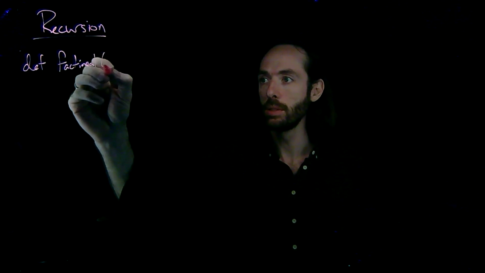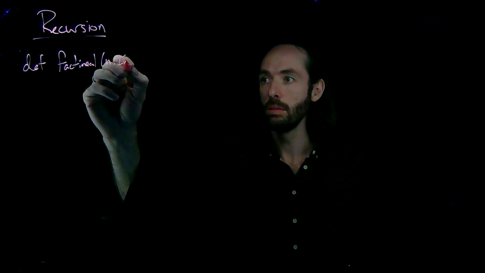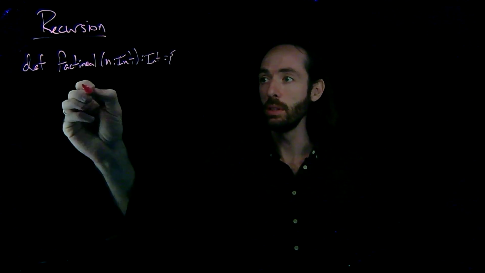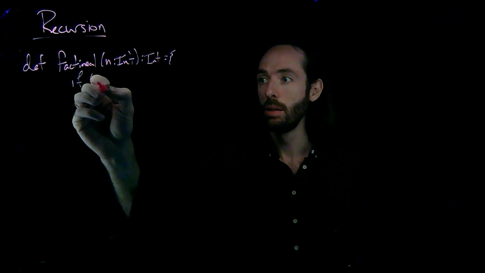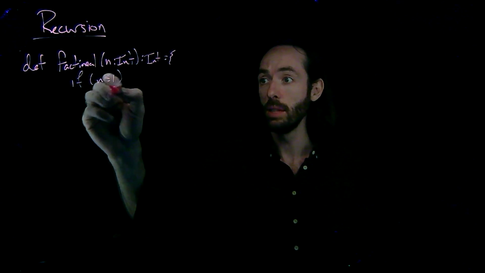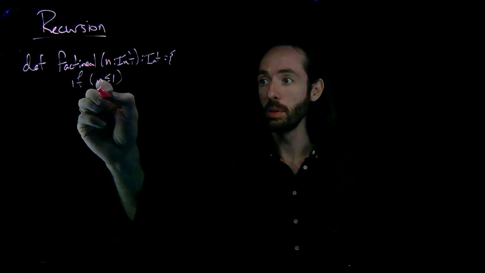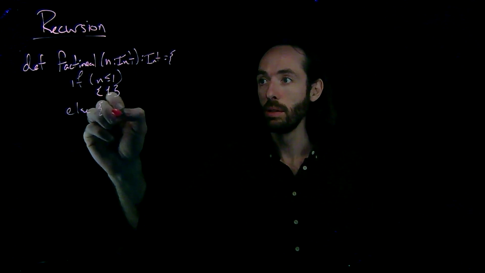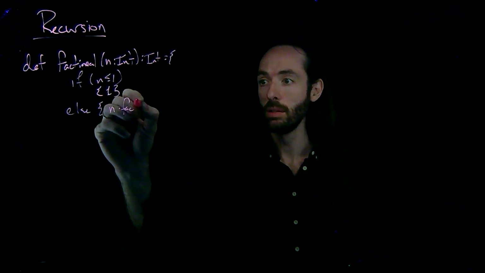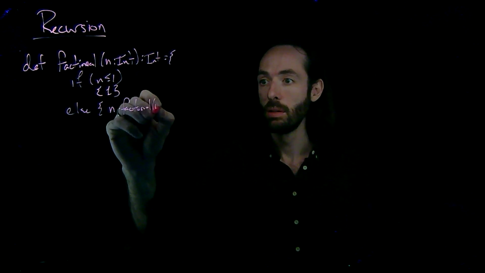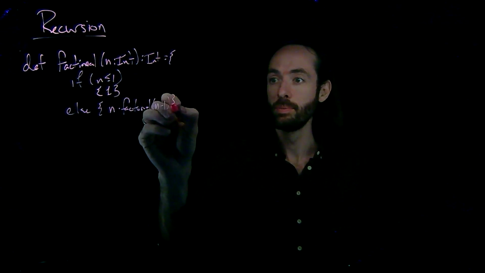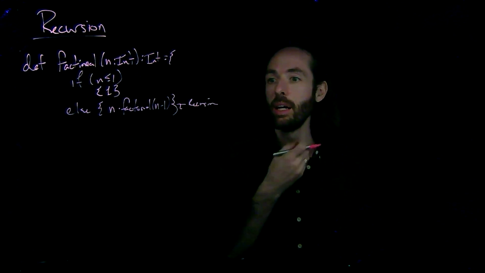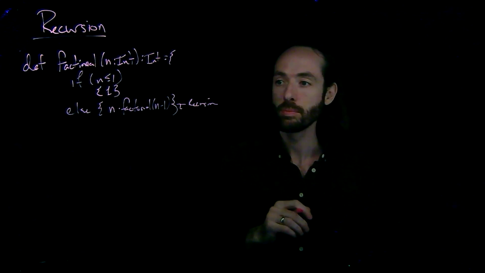So let's look at a simple recursive function like the factorial function, right? It should take in an integer, and it's going to return an integer. And what do we do? Well, if n is less than or equal to 1, then we return 1, else return n times factorial applied to n minus 1. Right, so this is where the recursion is happening. It's any time we have the function call itself.